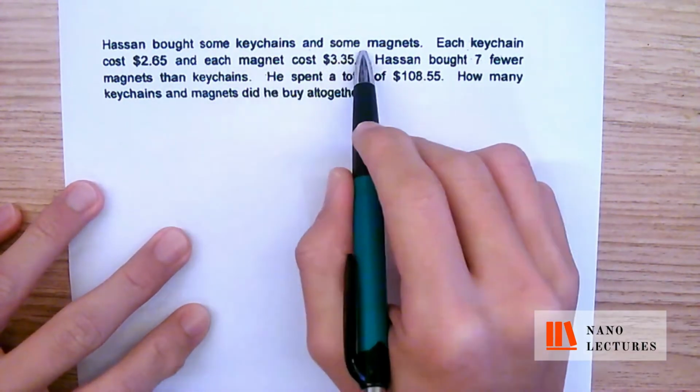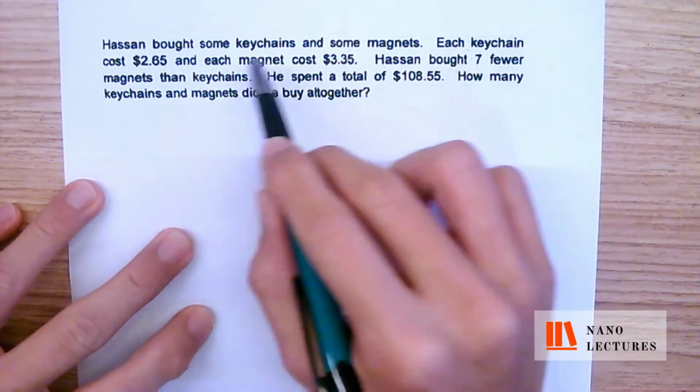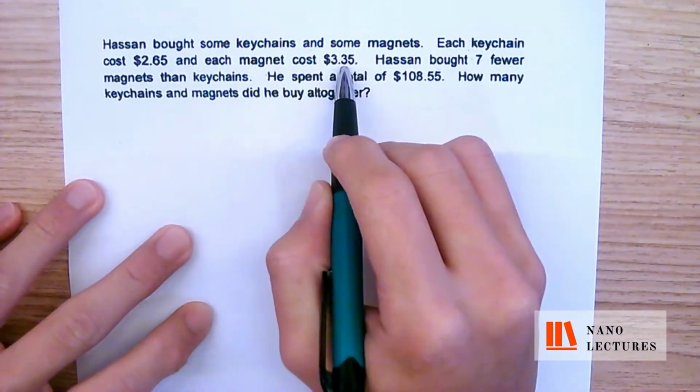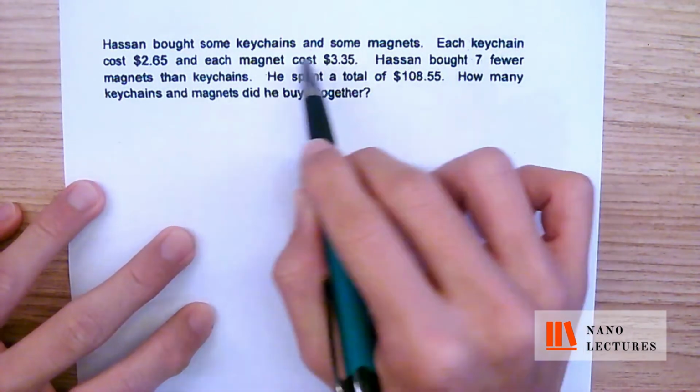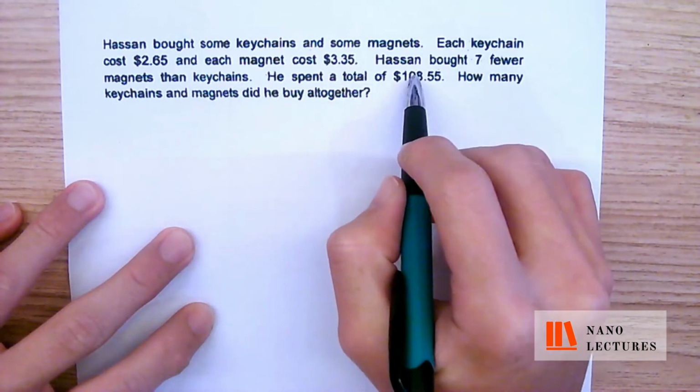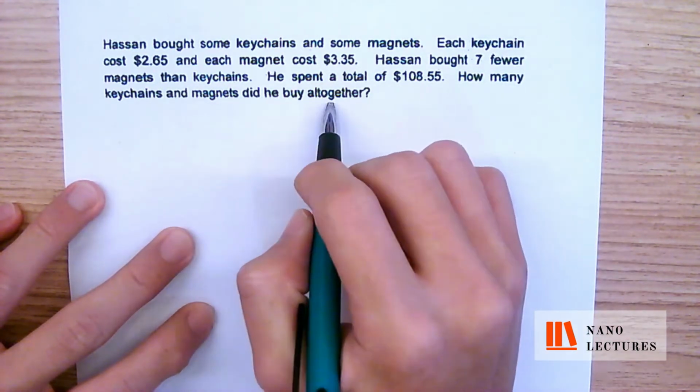Hassan bought some keychains and some magnets. Each keychain cost this much and each magnet cost this much. Hassan bought 7 fewer magnets than keychains. In total, he spent this amount. How many keychains and magnets did he buy altogether?